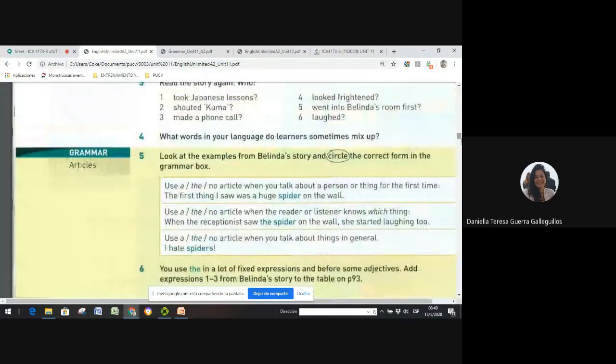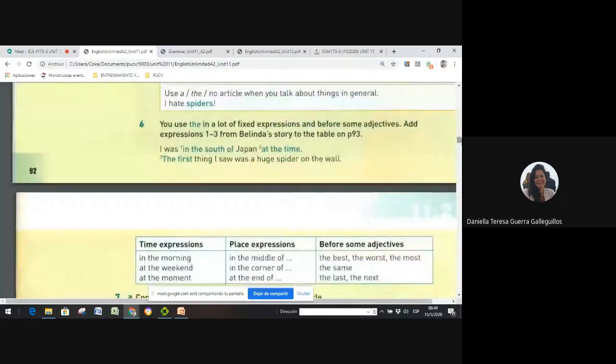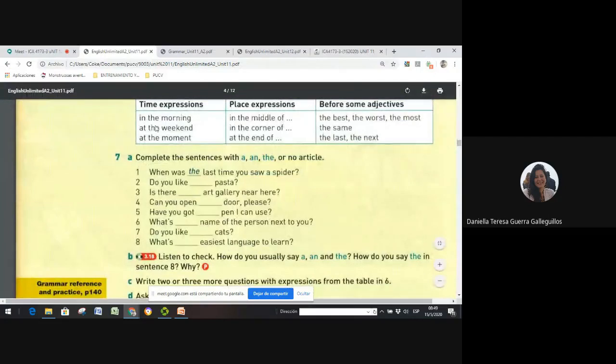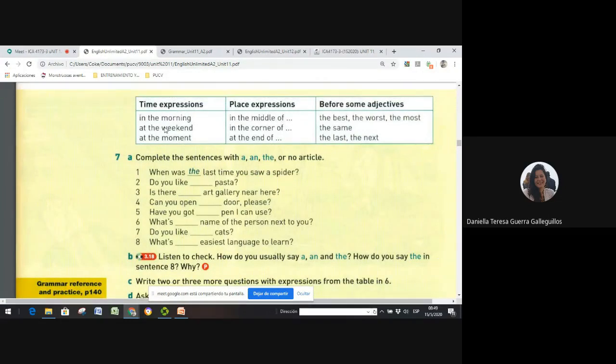in the unit of stories. Okay, we already did the exercises and the explanation of that. We have the time expressions. We said in the morning. Remember this. In the morning, in the afternoon, in the evening, at night. ¿Cuál es la única diferente? At night. Ojo con eso. In the morning, in the afternoon, in the evening, at night.